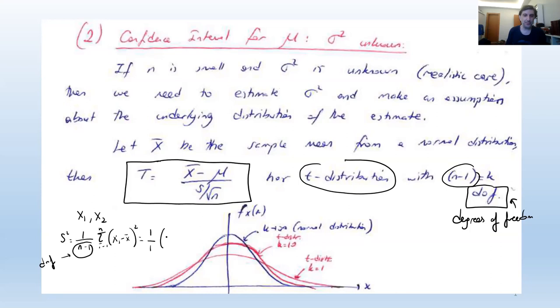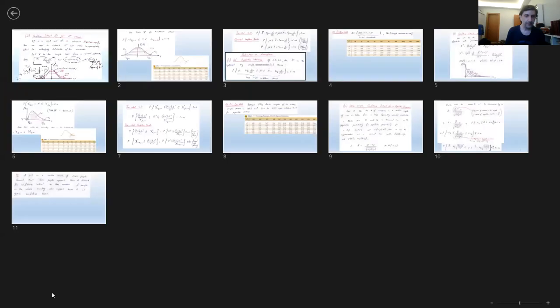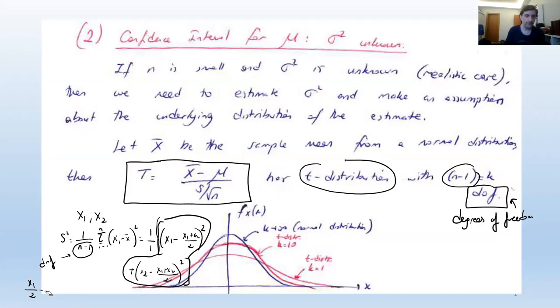Now, it's going to be equal to (x1 minus, let's put it into a larger parenthesis, the mean, which is (x1 plus x2) over 2) square, plus (x2 minus (x1 plus x2) over 2) square. Now, let's concentrate on this part. The first term, inside this parenthesis, is going to be equal to x1 minus x1 over 2, so it's going to be x1 over 2 minus x2 over 2, square. And the second term is just the other one: x2 over 2 minus x1 over 2, square.